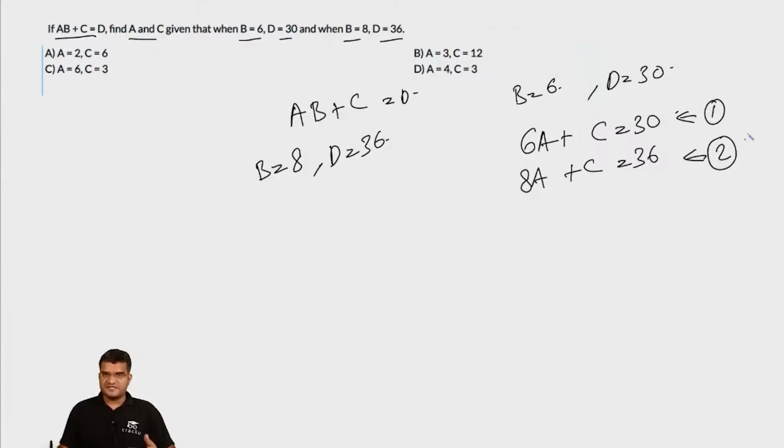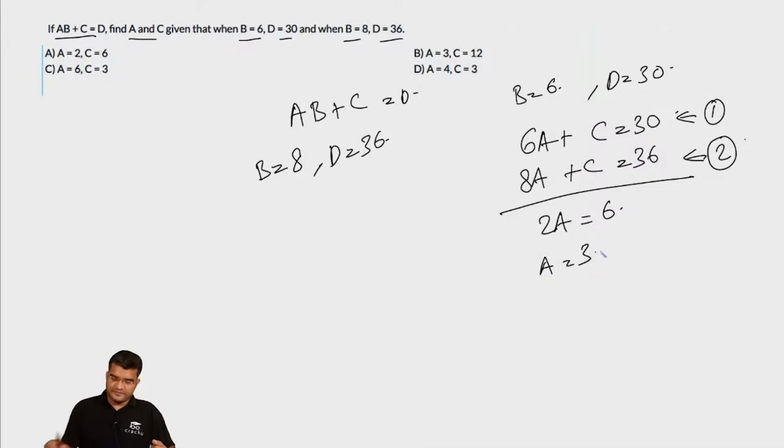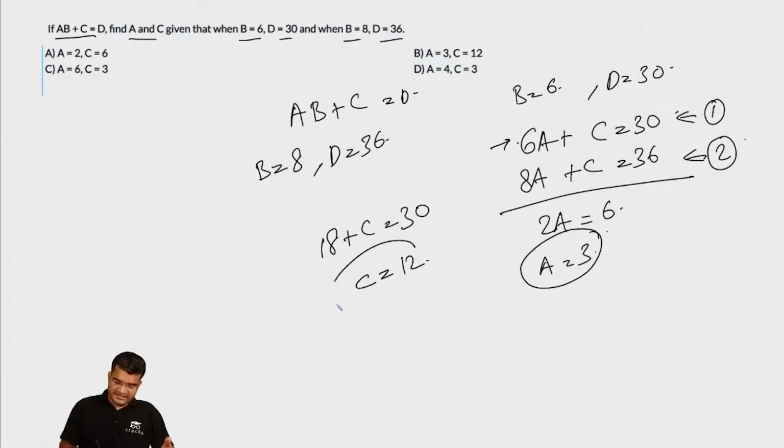So if you subtract the first equation from the second equation, the value of 2A is equal to 36 minus 30, which is equal to 6, or the value of A is equal to 3. We can substitute this in any of the two equations. If you substitute it in the first equation, 6 times 3 is 18. So 18 plus C is equal to 30, or the value of C is 30 minus 18, which is equal to 12. So A is equal to 3 and C is equal to 12.